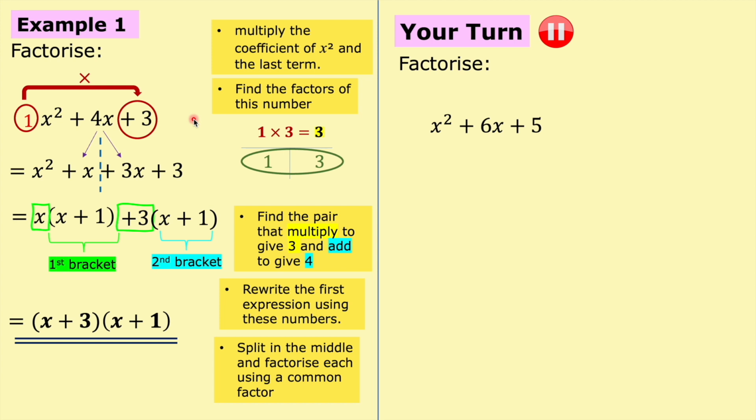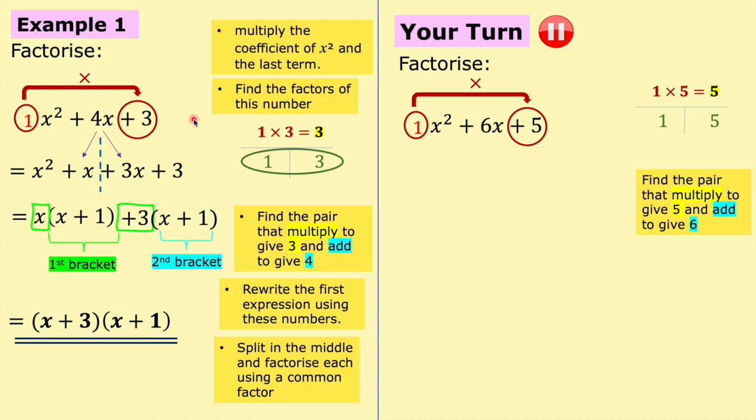Okay, so our first step is to multiply the coefficient of x squared, which is 1, by 5. So multiply them together to give us 5. We are then identifying the factor pairs of 5. There's only one factor pair just now, which is 1 and 5. Okay, we are making sure that they do multiply to give us 5, and now they add to give us this middle term. They add to give us 6, which is correct.